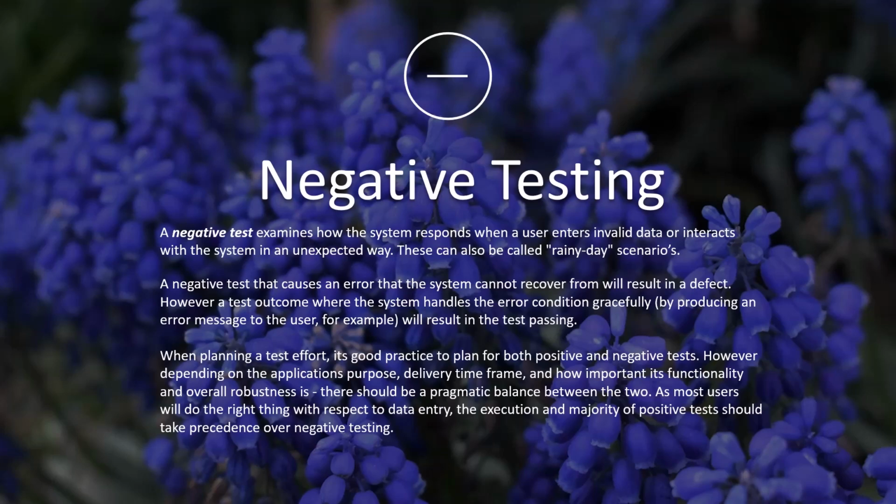When planning a test effort, it's good practice to plan for both positive and negative tests. However, depending on the application's purpose, delivery time frame, and how important its functionality and overall robustness is, there should be a pragmatic balance between the two. As most users will do the right thing with respect to data entry, the execution and majority of positive tests should take precedence over negative testing.